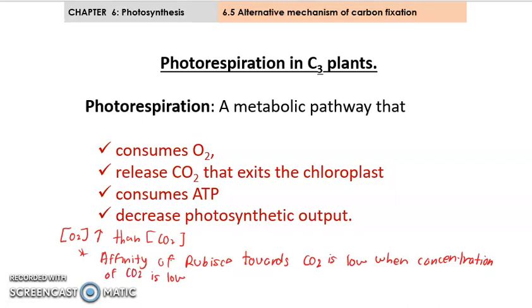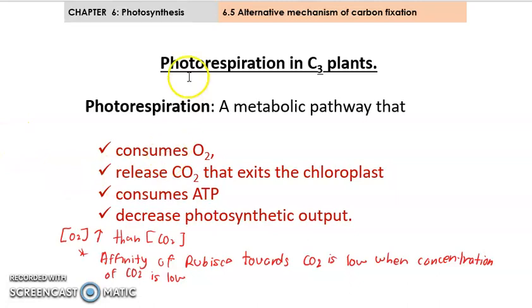Okay, so what happened? Okay, Rubisco tends to fix the oxygen towards the ribulose bisphosphate compared to the carbon dioxide because of what? The concentration of oxygen is higher than carbon dioxide. So that's why it will affect the Calvin cycle, which is it will decrease the photosynthetic output. So photosynthetic output in this case is sugar. So sugar yang terhasil mula-mula kalau berlakunya Calvin cycle adalah glyceraldehyde 3 phosphate. So daripada glyceraldehyde 3 phosphate, it will synthesize another sugar, for example glucose. Okay, so this is the concept of the photorespiration.